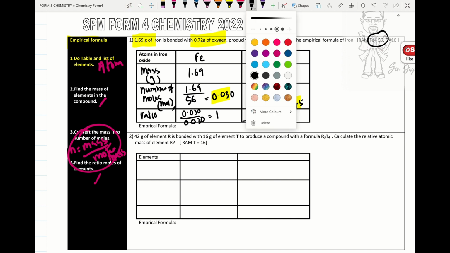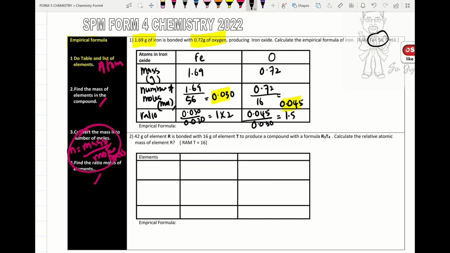If we get 1.5, please multiply the ratio by 2. Here also we multiply by 2. So the values that we will get are 2 here, 3 here. So the ratio of iron to oxide is 2 to 3. So we put the empirical formula. The empirical formula will be Fe2O3. So that's how we do the question.